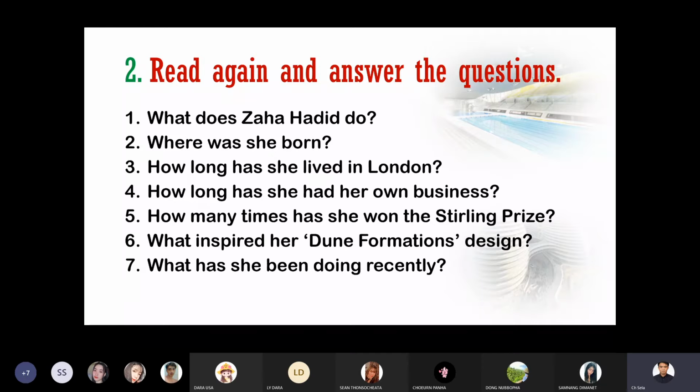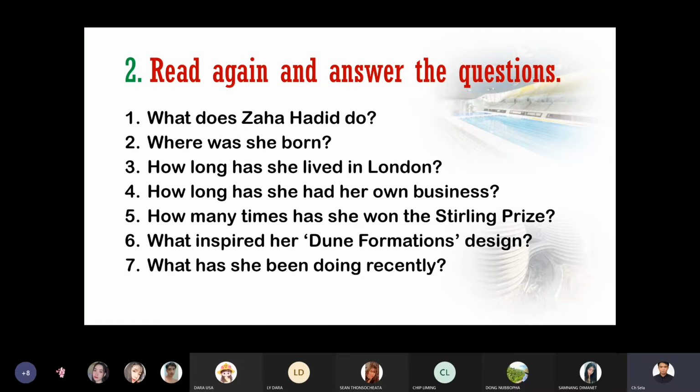Yes, sir. Number one, what does Zaha Hadid do? And number two, where was she born? Number three, how long has she lived in London? And number four, how long has she had her own business? And number five, how many times has she won the Stirling Prize? Yes. And number six, what inspired her Dune Formation design? And number seven, what has she been doing recently? Okay, thank you very much.